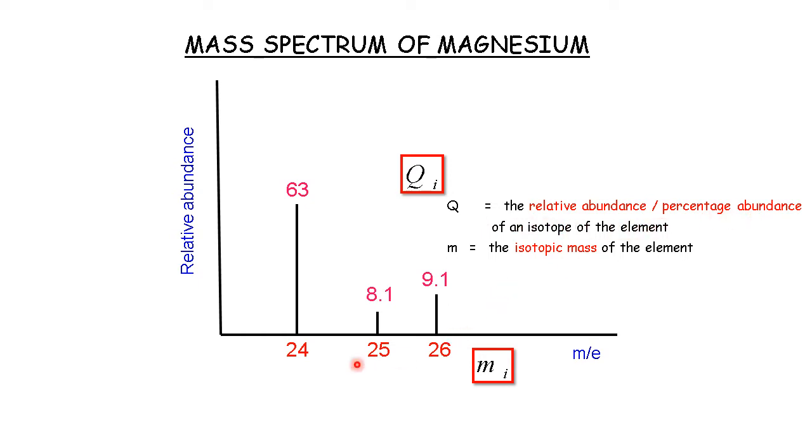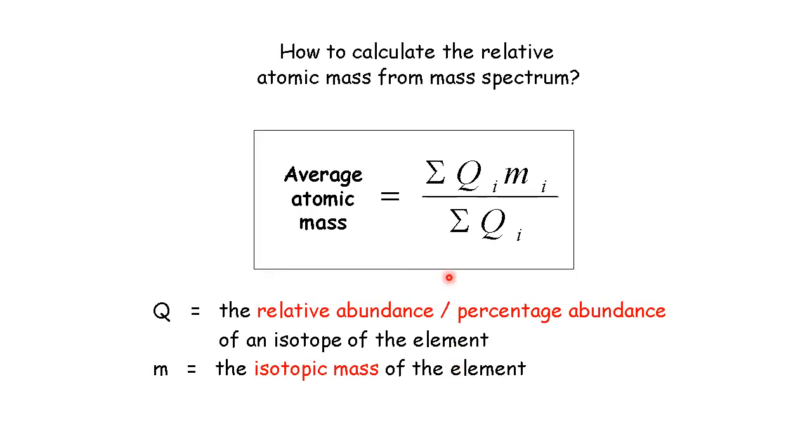It means, for this isotope, isotope 24, how many of them exist on Earth. Same for here. And then Me is the isotopic mass of the element, meaning its mass is 24, its mass is 25, and its mass is 26. So from here we generate the average atomic mass. So we take the average. This is the way to calculate the relative atomic mass from the mass spectrum.